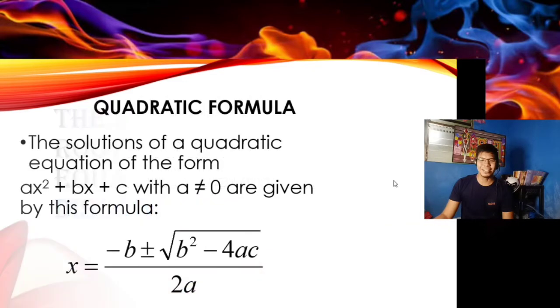So let's start. From our discussion in the previous video, the quadratic formula, the solution for a quadratic equation of the form ax squared plus bx plus c with a not equal to 0, is given by the formula x equal to negative b plus and minus square root of b squared minus 4ac all over 2a. We're just going to use this in solving the following examples of quadratic equations.